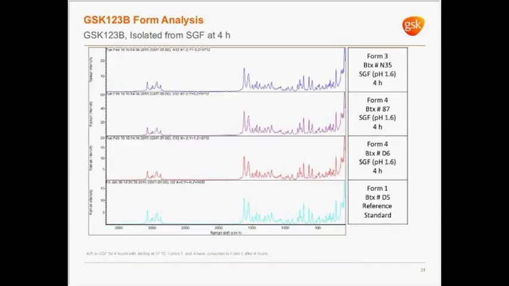Now we'll look at the 4 hour data and see what conclusions we can draw. This set of spectrograms shows the form 3 and the form 4 scans in comparison to the form 1 scan, which is the reference standard at the bottom. It's similar to the previous slide, but this is the 4 hour time point, and all 4 scans look practically identical.